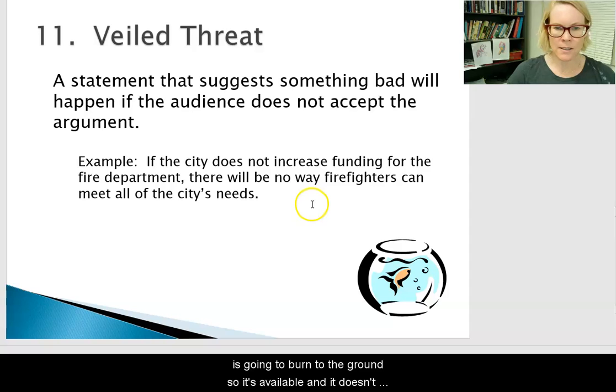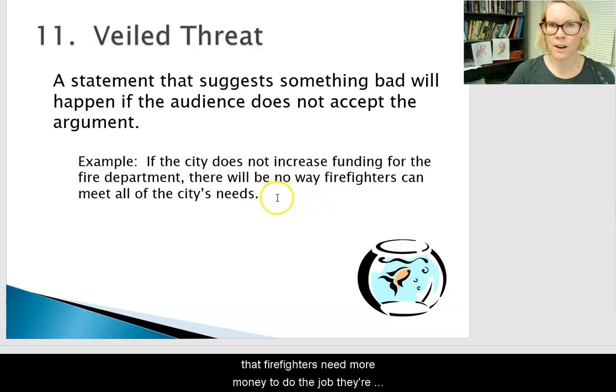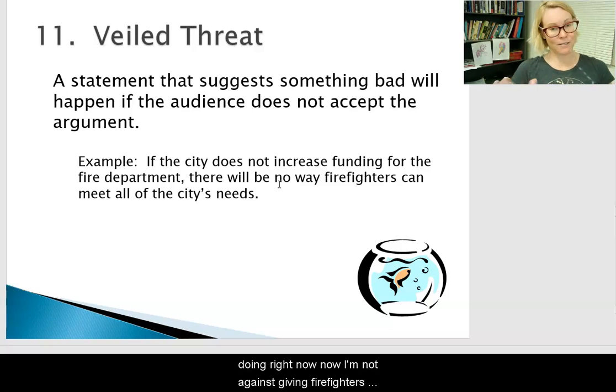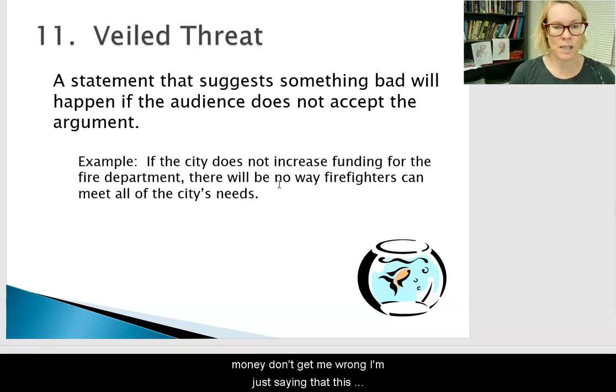And it doesn't work logically because there's no evidence to show that firefighters need more money to do the job they're doing right now. Now, I'm not against giving firefighters money, don't get me wrong. I'm just saying that this argument does not show the need for more money. All right.